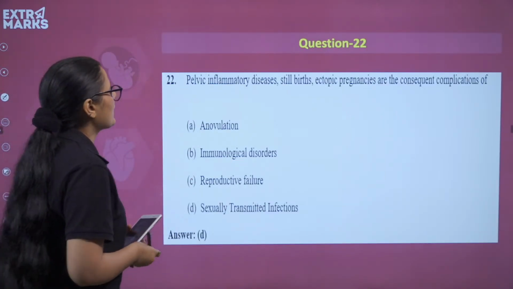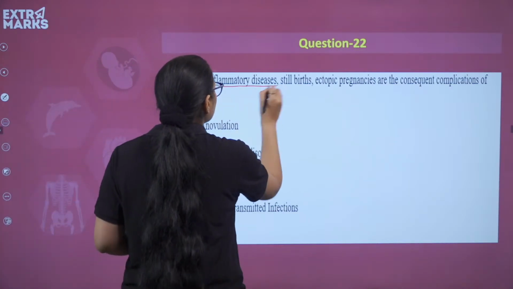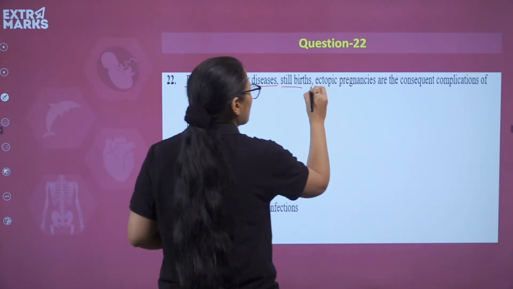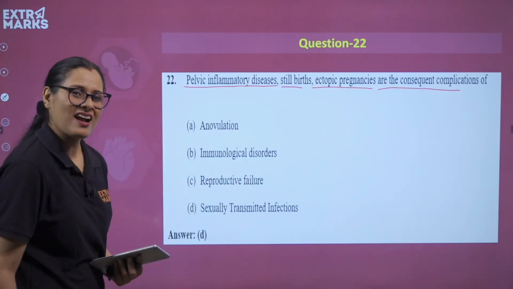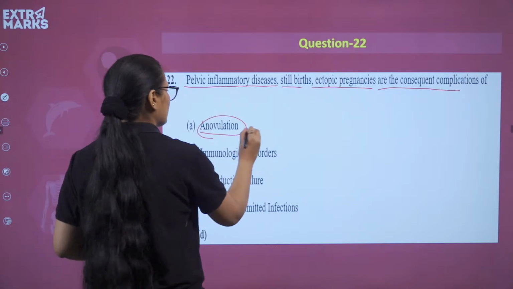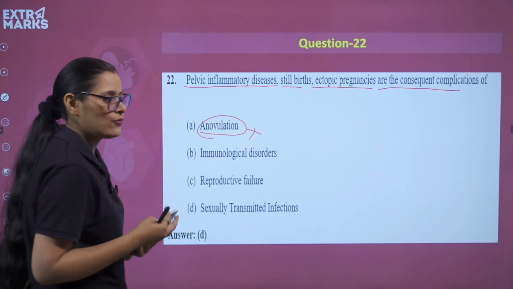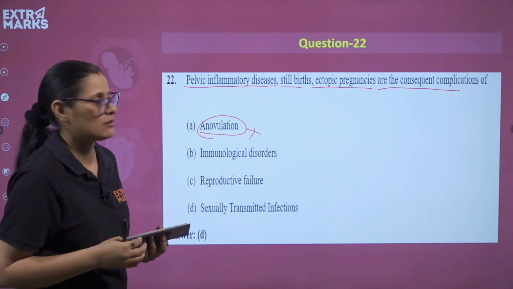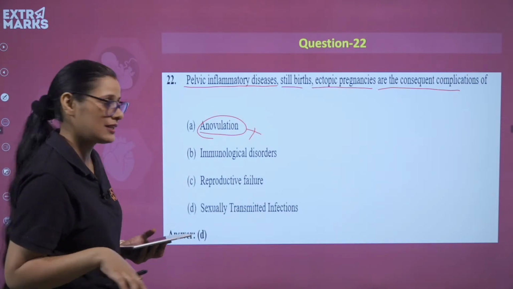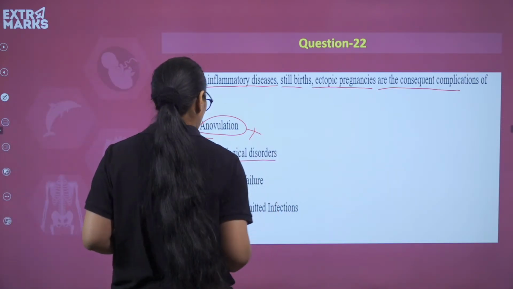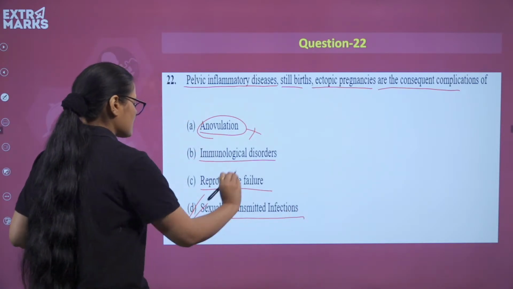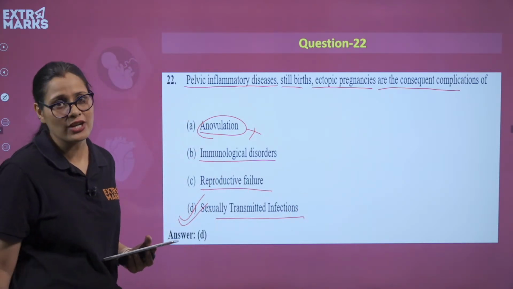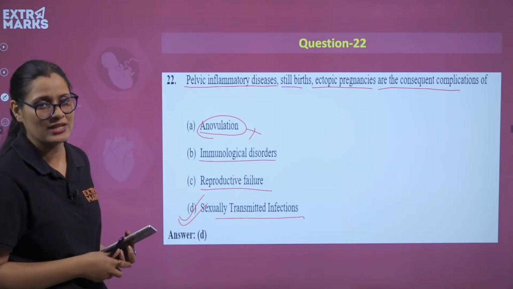Next question is question 22 that says pelvic inflammatory diseases, stillbirths, ectopic pregnancies are the consequent complications of. Are they the complications of ovulation? When ovulation doesn't happen, it doesn't lead to stillbirth and ectopic pregnancy. That is incorrect. Immunological disorders, reproductive failure and sexually transmitted infections. The answer is option B. It is directly given in your NCERT. That's a direct line, so an easy question.